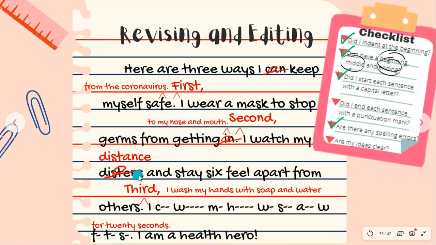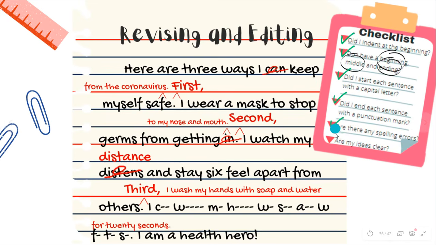Second, I watch my distance and stay 6 feet apart from others. There's an ending mark in my second detail. Third, I wash my hands with soap and water for 20 seconds. There's an ending mark in my third detail. And for my ending sentence or my closing sentence, I am a health hero. There's an exclamation point. So I can put a check mark on my fourth part of the checklist. And now that I reviewed and reread my writing piece, I can say that my ideas are clear to my reader.